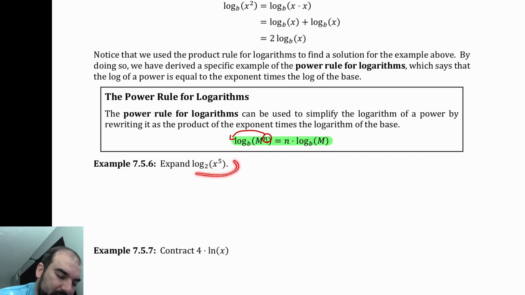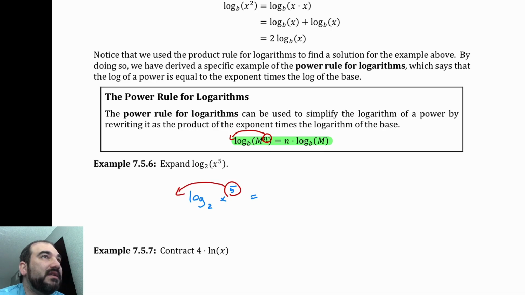So we could take something like this, for example, log base 2 of x to the 5th. We can take this 5 and move it to the front of the log as a product. So that 5 will be in the front, times log base 2 of x.